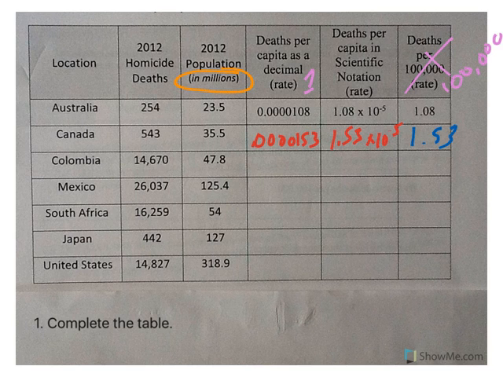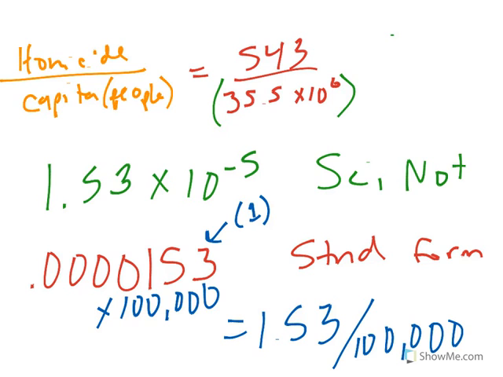Now I want you to hit pause and try this, going through this method, where you take the homicide deaths divided by the population, and you do it in scientific notation, standard form, and out of 100,000. Try it, come back, and then see if your answers match up.